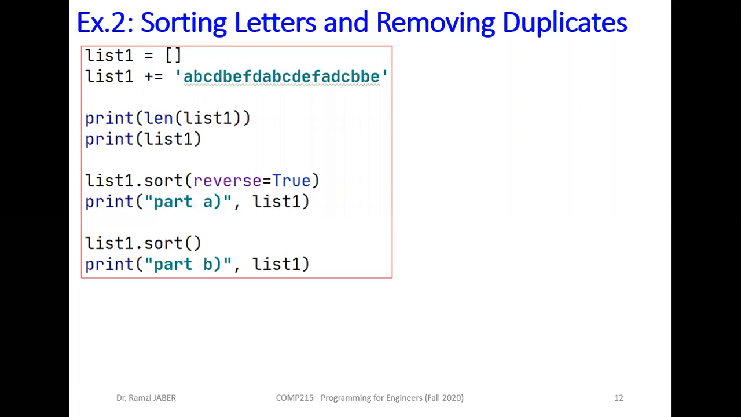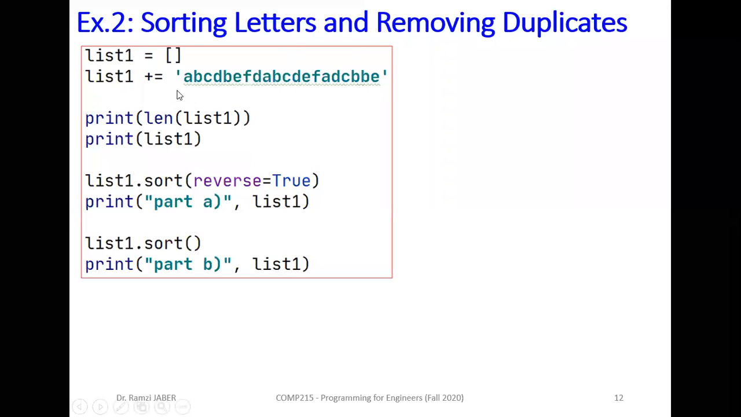Okay. list1 equals empty. We define a list, an empty list. Now we use the append operator, plus equal. list1 plus equal. This is a method, because of course we have another method.